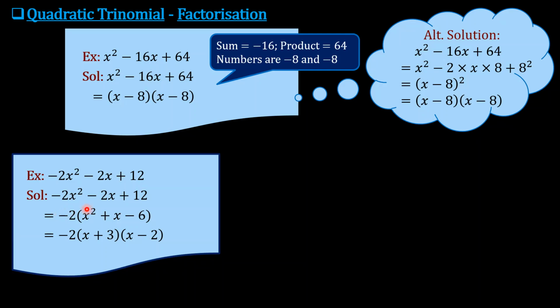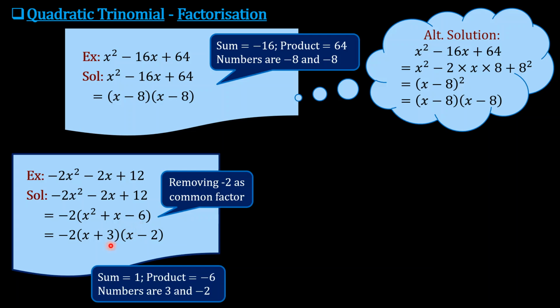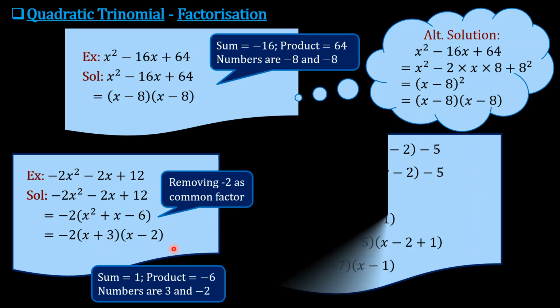−2x² − 2x + 12, we can take −2 as a common factor, so it becomes x² + x − 6. So the sum is 1 and the product is −6. Therefore the numbers are 3 and −2. Therefore we get x + 3 times x − 2.